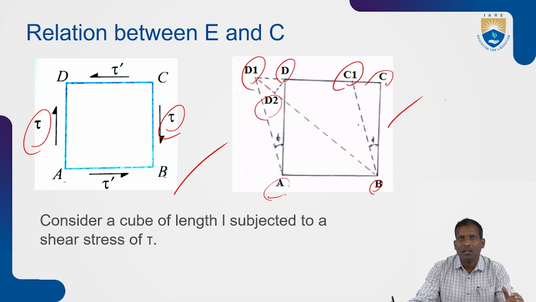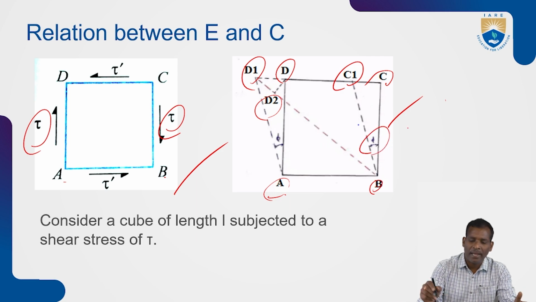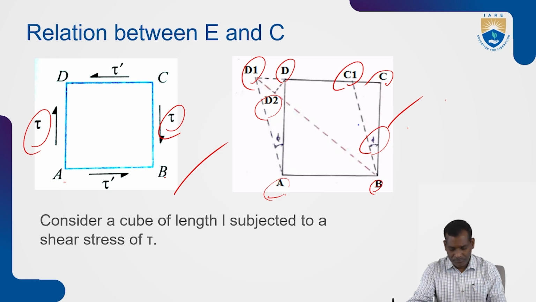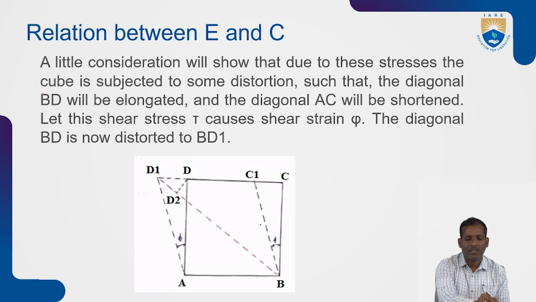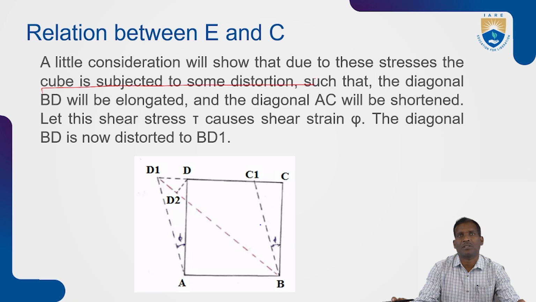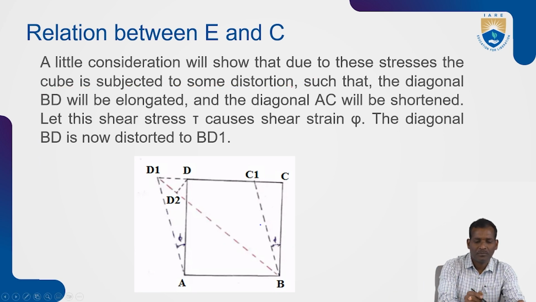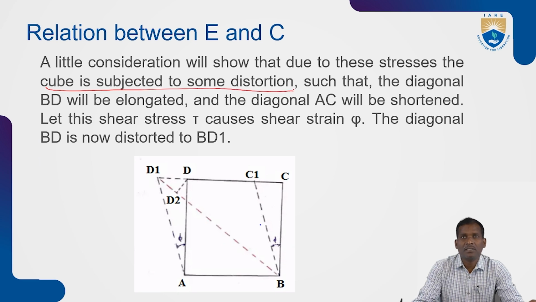After deformation, whenever the component is subjected to shear stress with an angle phi, a little consideration will show that due to these stresses, the cube is subjected to some distortion. Already I told you, such that the diagonal BD will be elongated.